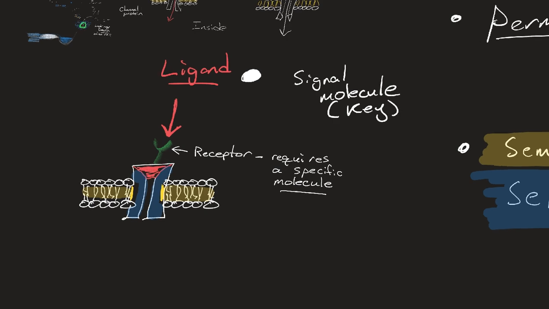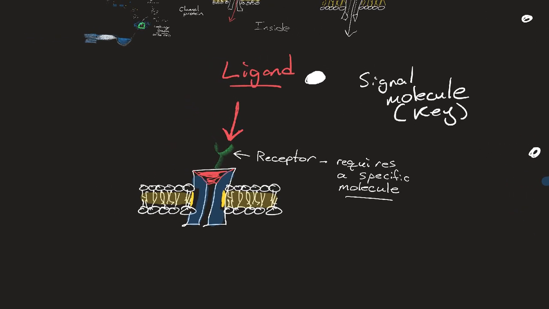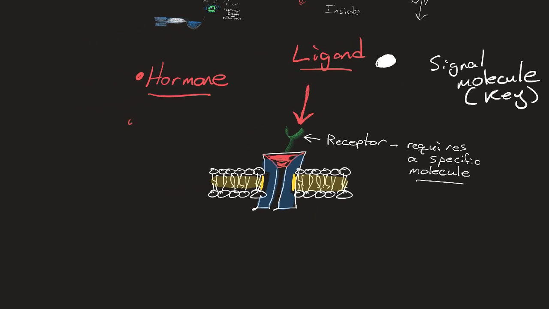Sometimes that signal molecule is something called a hormone. You've heard of a hormone before, right? Yeah. So sometimes it's called a hormone. It depends on what the key is. Some keys, some ligands are hormones. Other keys are not hormones. There's another possibility. Have you heard of something called a neurotransmitter?